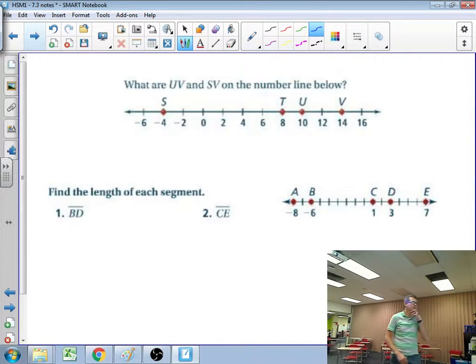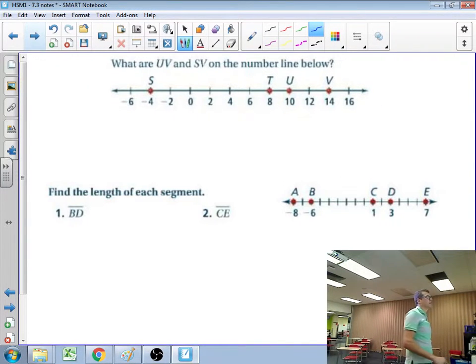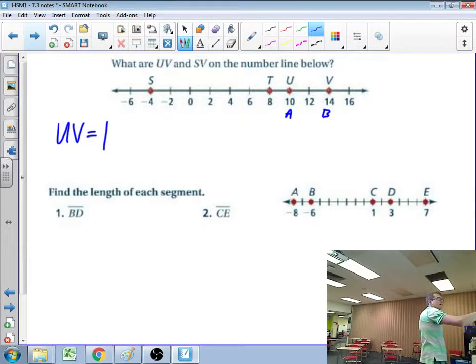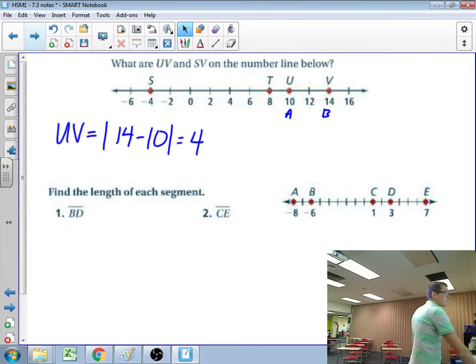So as we come over here, it says, what are UV and SV on the number line? On the first one, I'll do A minus B. On the next one, I'll probably do B minus A. So UV. Let's call this A, and let's call this B. To figure out UV, I would take the absolute value of A minus B. Actually, this one I'll do the easy way. 14 minus 10. You should be able to see that that would be 4. And when we make it positive, well, it's still positive.